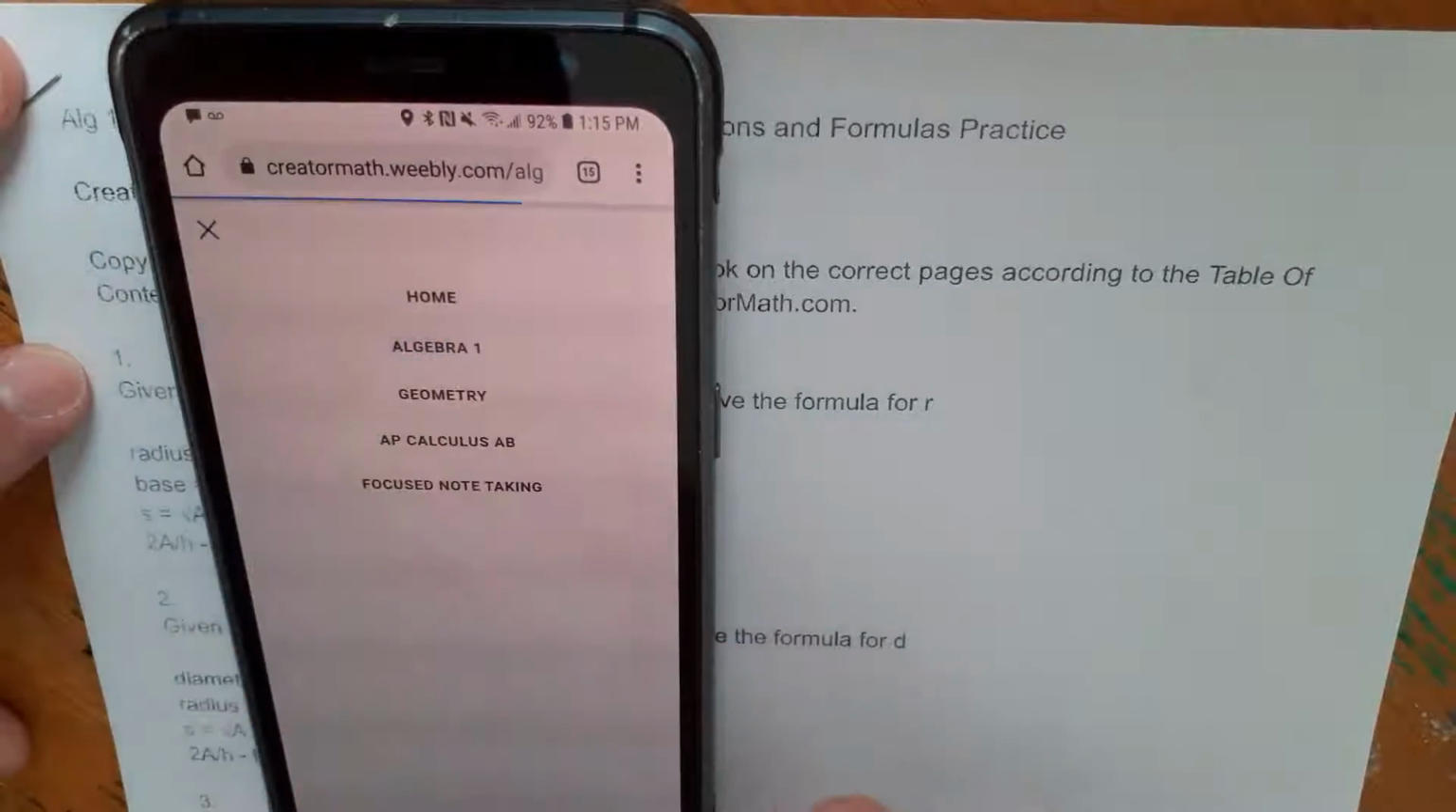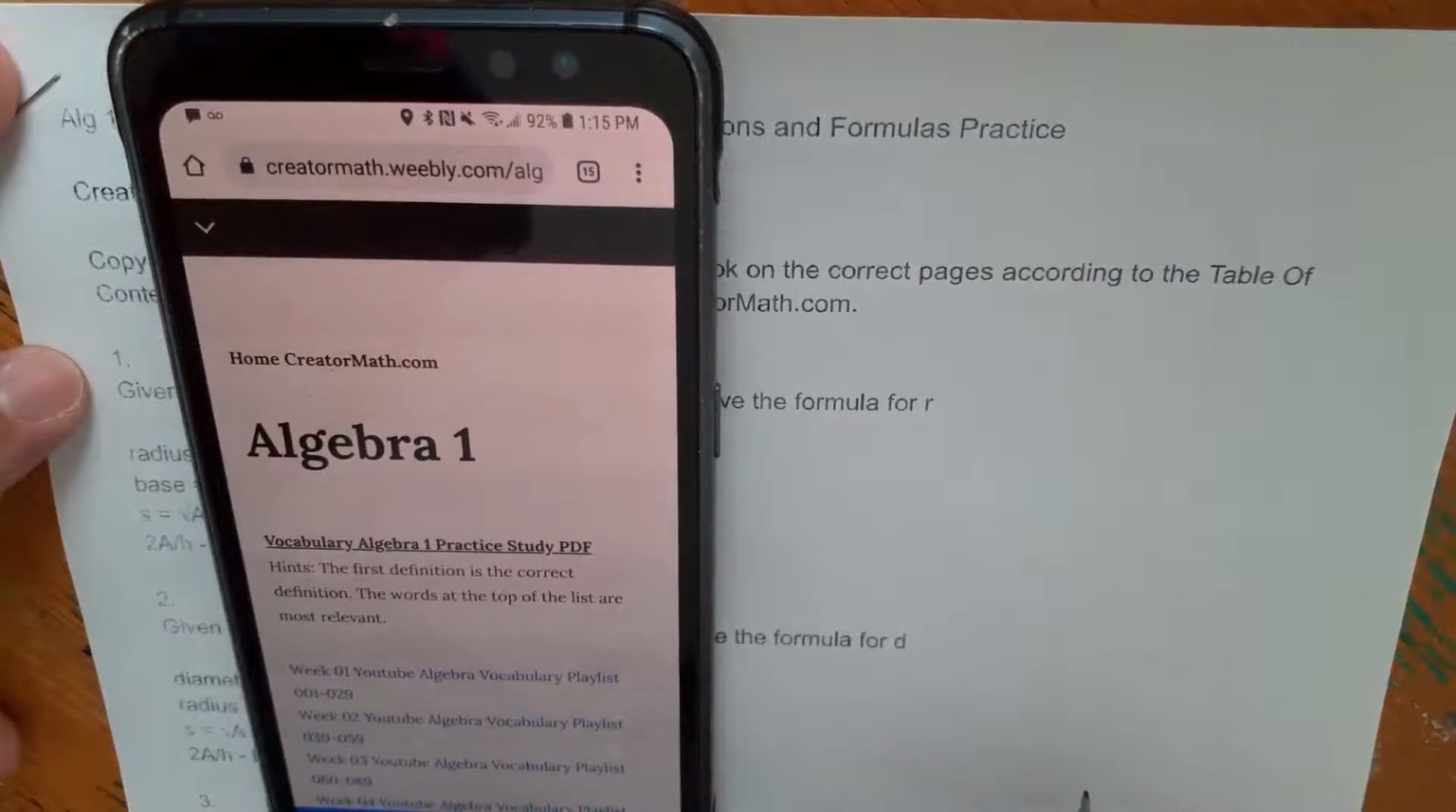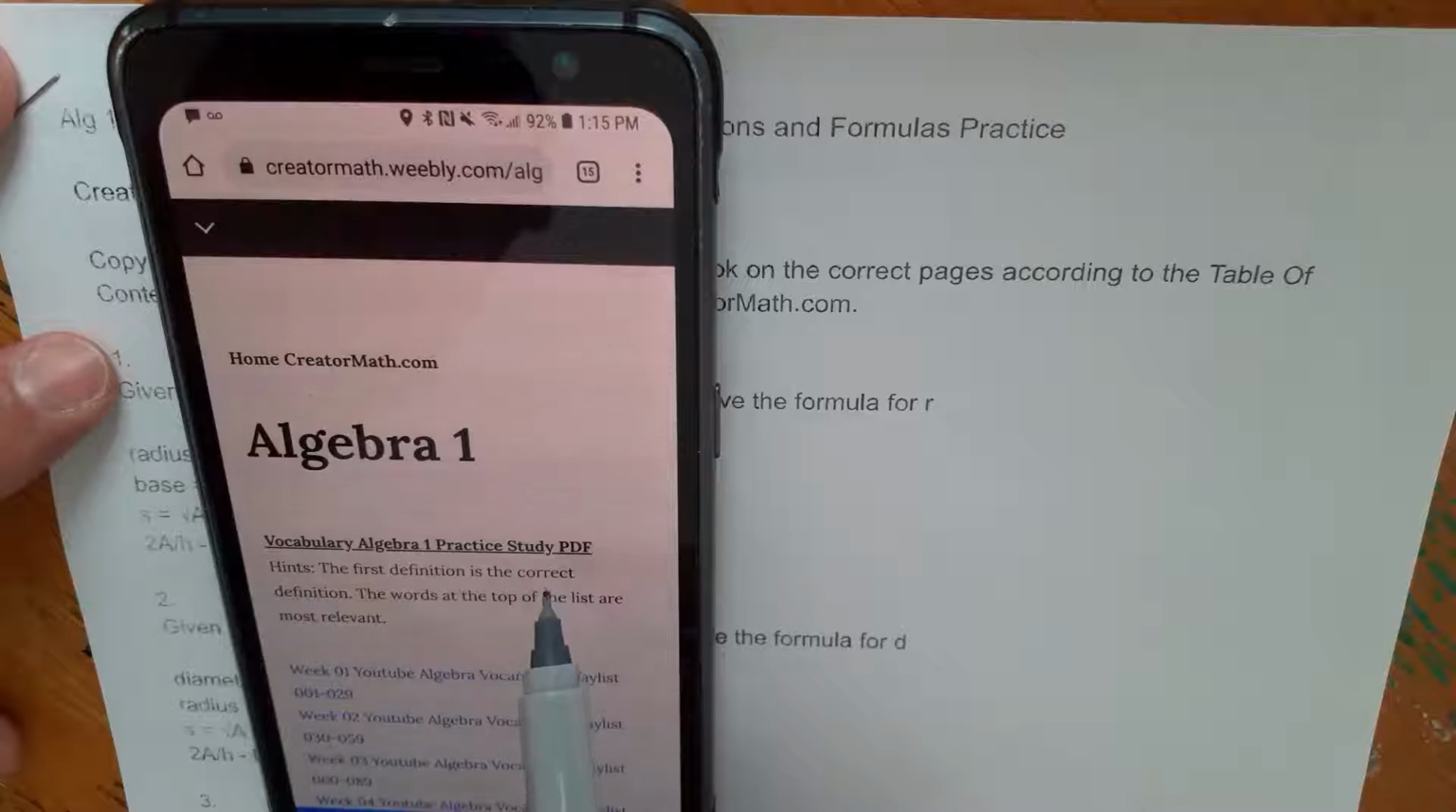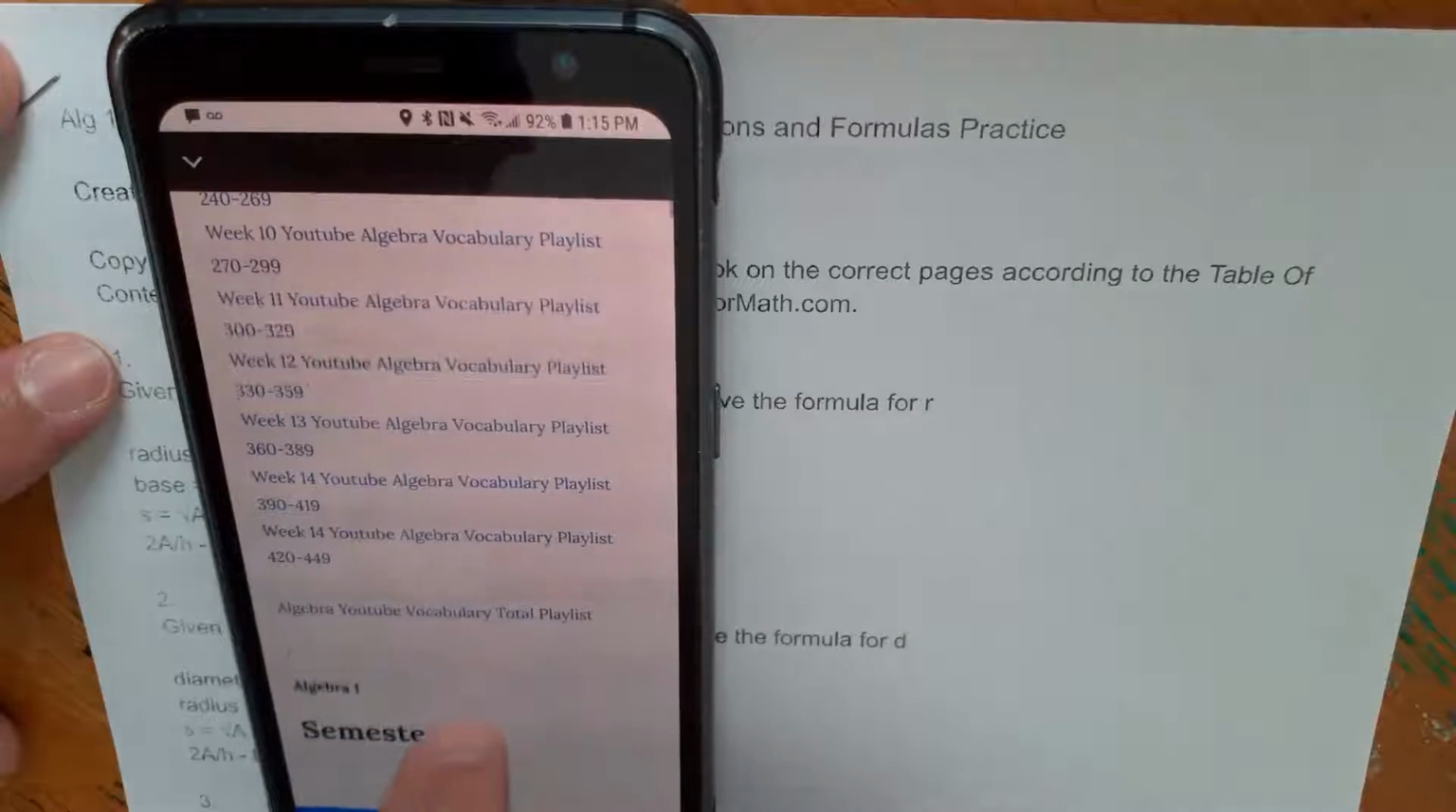We're going to go to the Algebra 1 tab. That's where all the notes, video lessons, practice sets, and vocabulary are. Remember that this PDF is a complete PDF of all the vocabulary we're going to use through the entire school year, and it is searchable. If you don't know how to search a PDF, just Google it, and it will help you figure out how to search on your device.